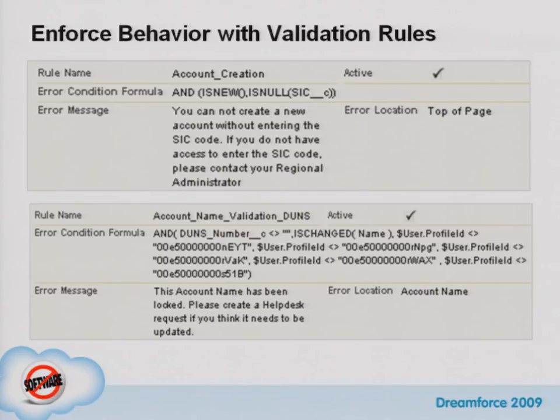So what the validation rule says is if there's a DUNS number entered on the account, we know that that account name is the correct legal name. And so unless you are part of my regional admin group or the system admin, you can't change the account name. It gives you a very logical error message and tells you where to go.